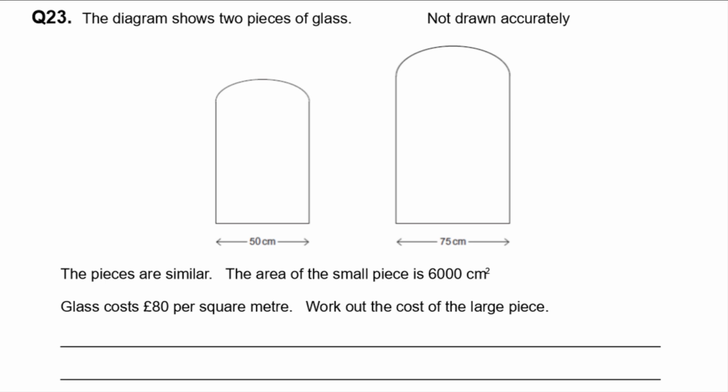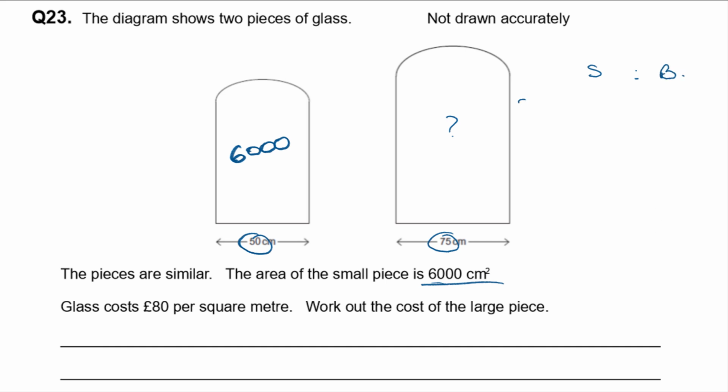Okay, so let's just put the information from the question onto the diagram first. So I've got 6,000 there. That's that one. We want to work out this one, don't we? Okay, so we've got 50 and we've got 75. So then the ratio of their sides, it's smaller to bigger one.